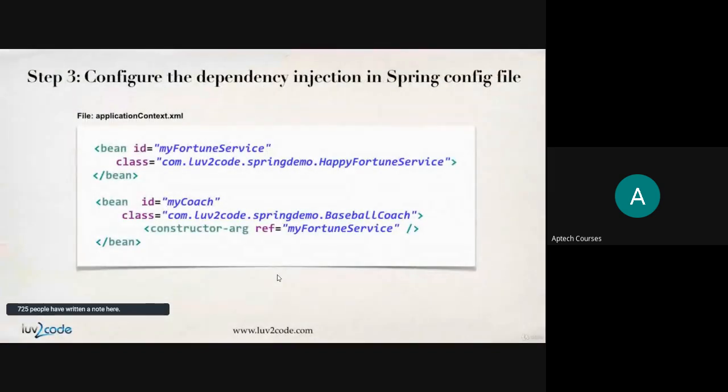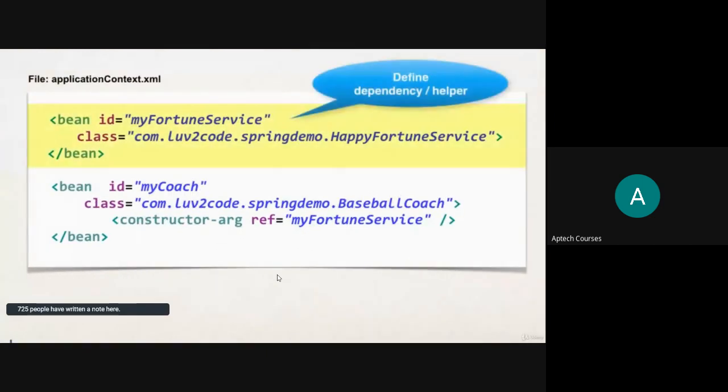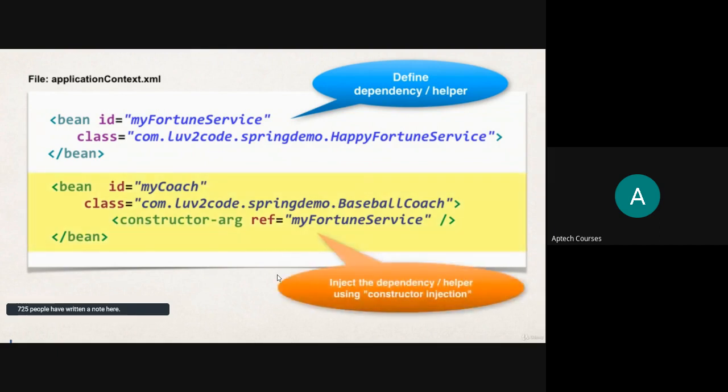Okay, great. Now we configure the dependency injection in the Spring config file. At the top here in my Spring config, applicationContext.xml, I'll define this bean called myFortuneService, that's the ID, and then the class is the actual implementation class of that service. And that's our happy fortune service that we just saw on the previous slide. So that's our dependency.